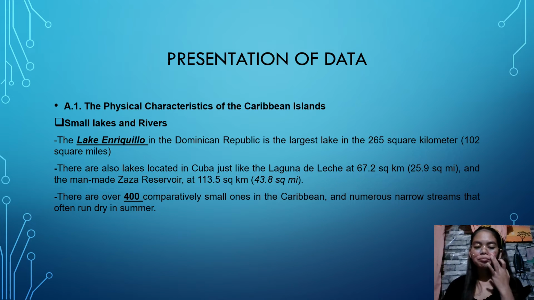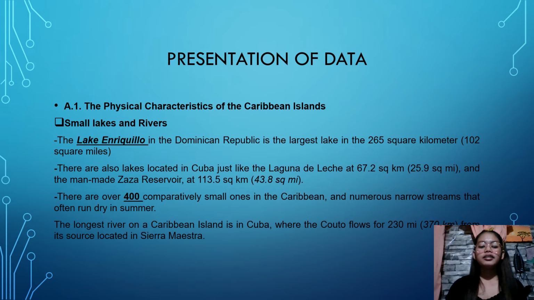Then, there are over 400 small ones in the Caribbean, and numerous narrow streams that often run dry in summer. And the longest river on the Caribbean islands is in Cuba, where the Coto flows for 230 miles from its source located in the Sierra Maestra, and it is according to Hamper 2018.